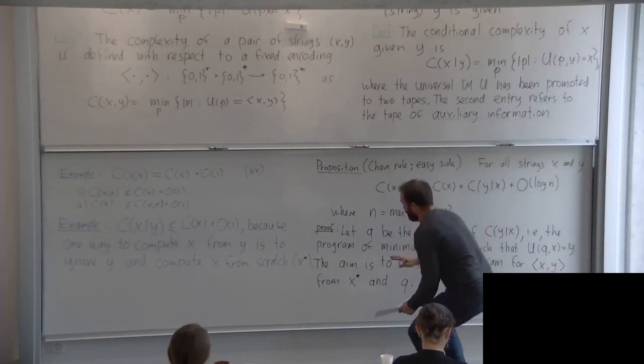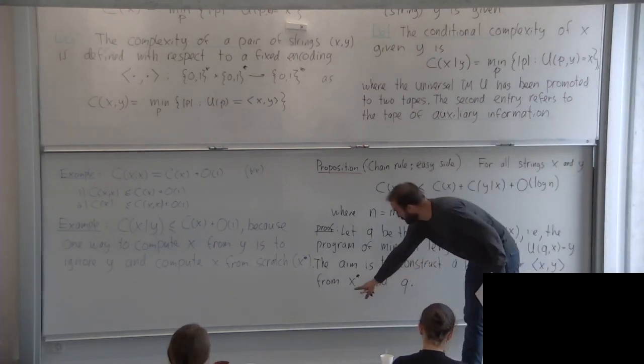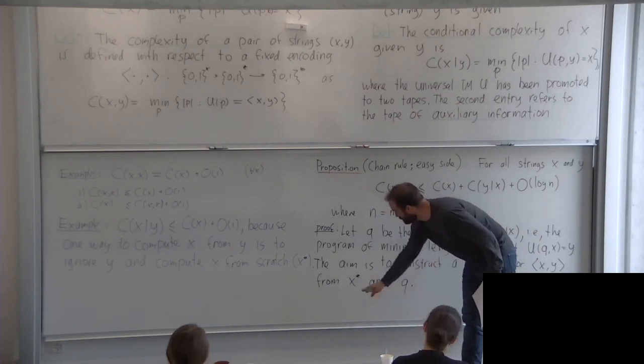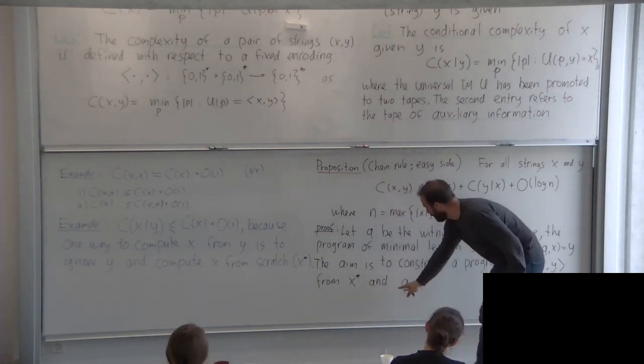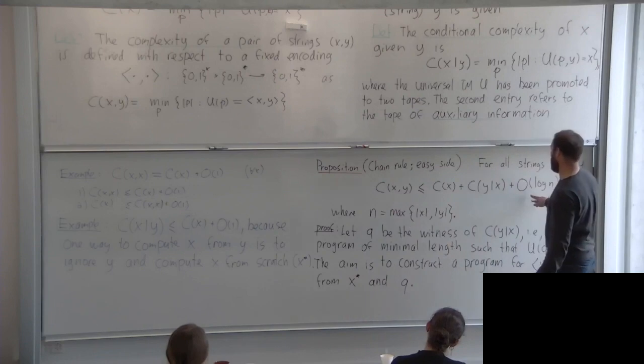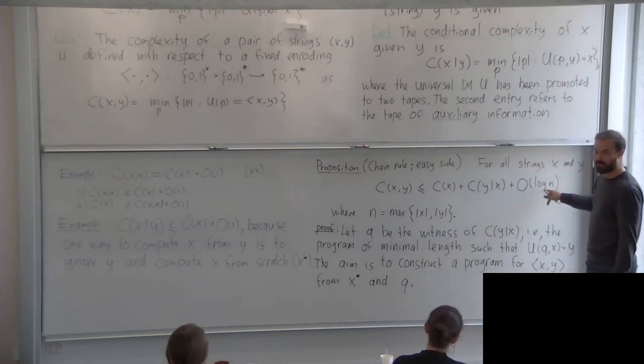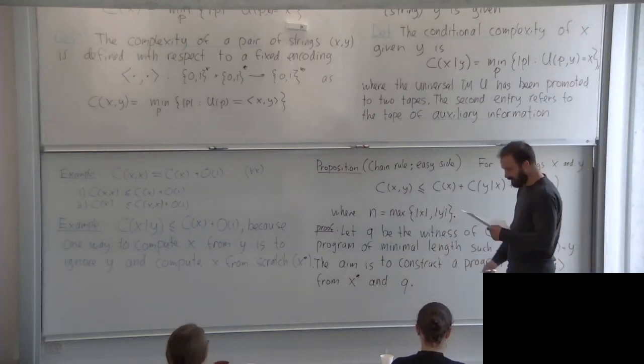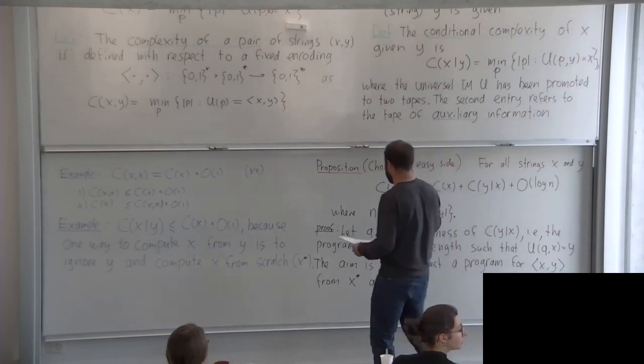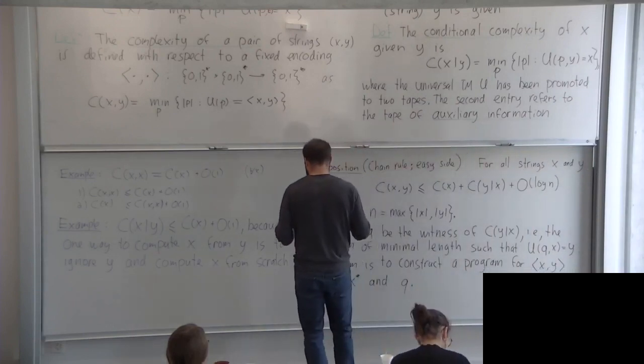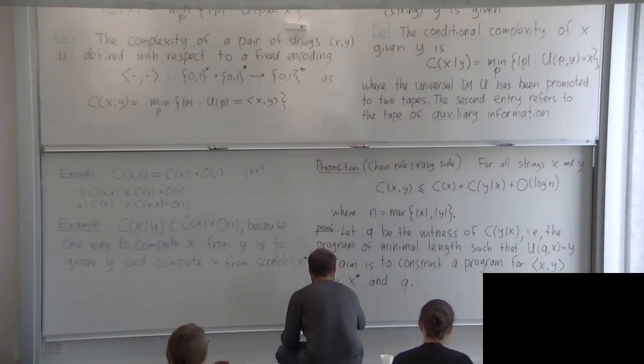Okay, so that's the aim. So if I actually have a program which involves x star, which involves q, it's going to have length of x star plus length of q, plus maybe something else. And this is where the something else will come in. Now, if delimiters were free, which is a big if.